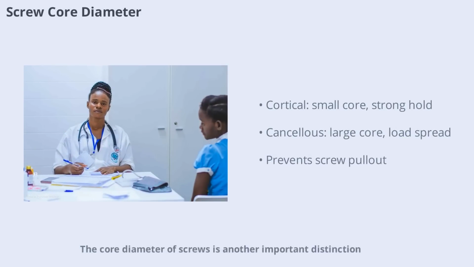Core diameter of screws is another important distinction. Cortical screws have a smaller core diameter, maximizing thread engagement in dense bone and providing greater holding power. Cancellous screws, on the other hand, have a larger core diameter to distribute load over a wider area, preventing pullout in low-density bone. These design features are essential for ensuring secure fixation and successful healing.